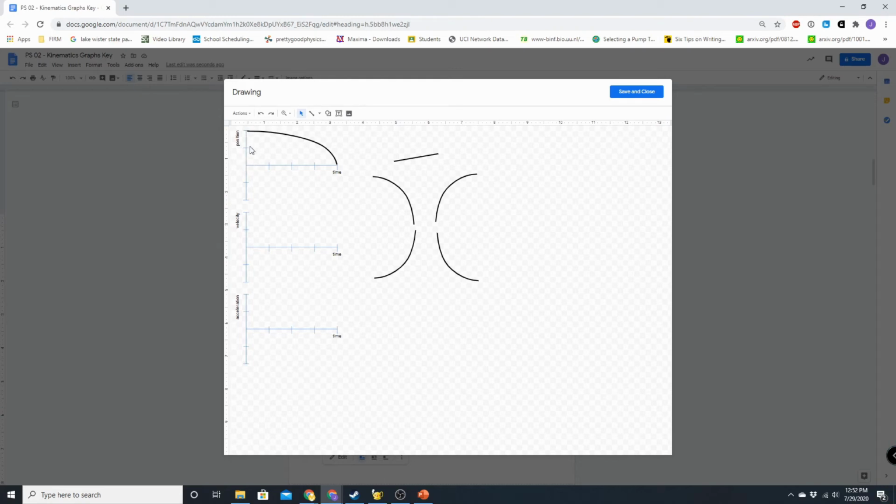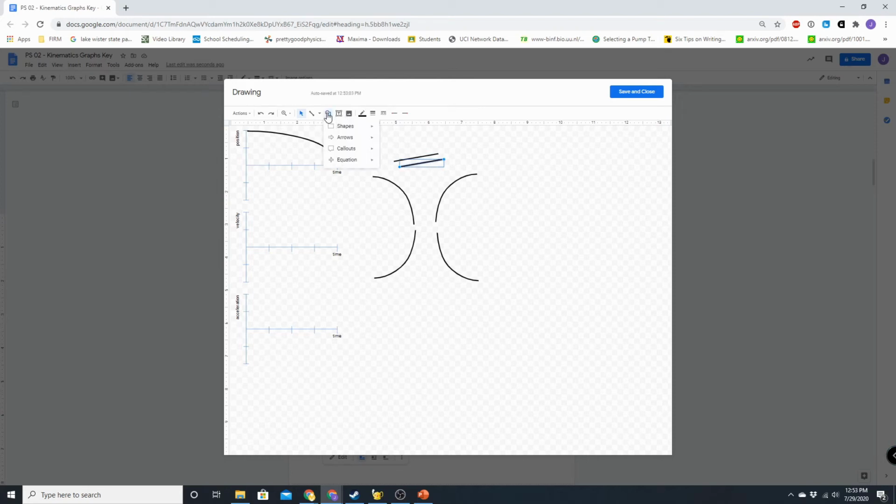Is it speeding up, slowing down, or going at constant speed? Well, the graph is getting steeper for position, right? So that means in each little interval of time, it's covering more and more ground, so this must be getting faster. How do we make a velocity graph for that?